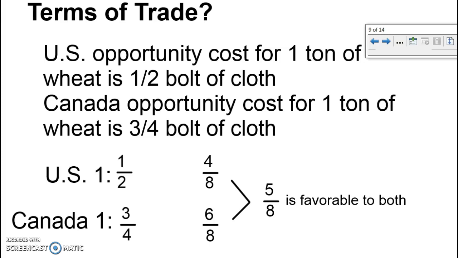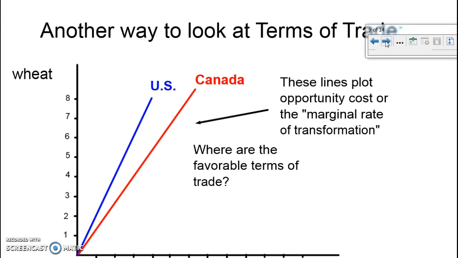In order to figure out terms of trade that both countries would agree to, you have to come up with common denominators. So we change the half and 3/4 to be 4/8 and 6/8, and then you just look for a number in between. So 5/8 is in between. That means 5/8, trading 1 ton of wheat for 5/8 of a bolt of cloth, is actually favorable to both countries. So you probably don't have to do this a lot, but I just wanted you to see that in case it does come up.